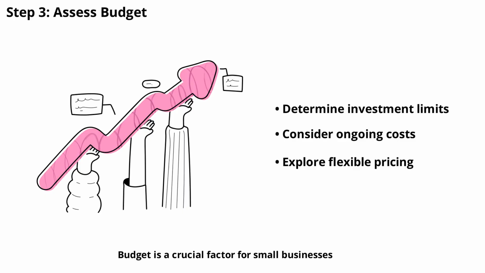Budget is a crucial factor for small businesses. Before exploring RPA vendors, determine how much you're willing to invest in automation. Consider both upfront costs and ongoing expenses, such as licensing, maintenance, and support. Some RPA solutions offer flexible pricing models, including pay-as-you-go or subscription plans, which can be more manageable for smaller companies. Knowing your budget will help you narrow down your options and avoid overspending.